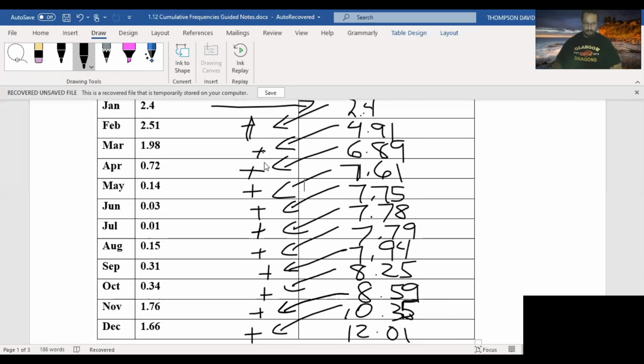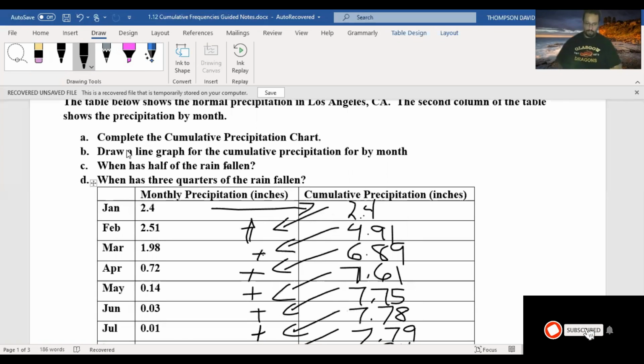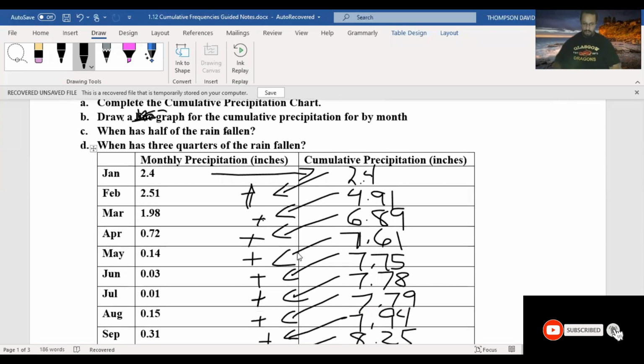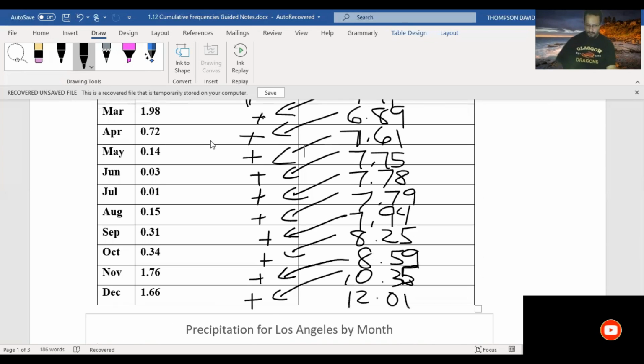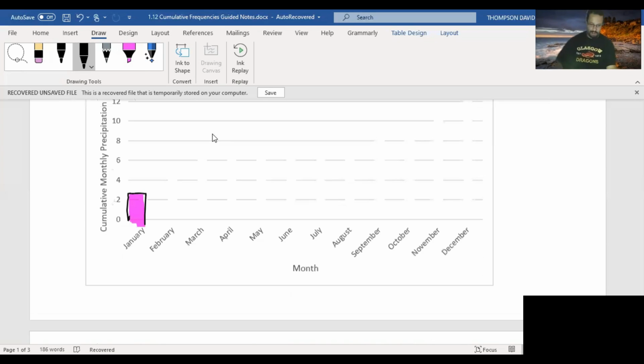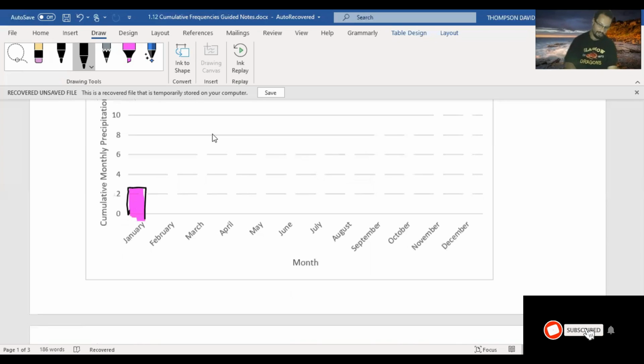Okay, next in part B, it's asked us to make a, not a line graph, we're going to make a bar graph. So start with January, which is 2.4. We're going to approximate 2.4 on our bar graph, and we're going to fill it in. Next, for February, we're going to go up to 4.91 to represent the cumulative total as of February.